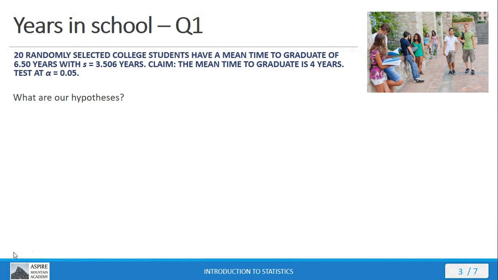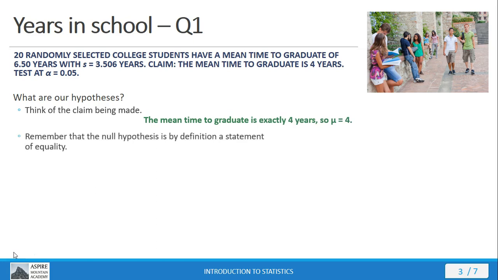To start off, we're going to look for our hypotheses, and to start doing that, we think about the claim that's being made. The claim here is that the mean time to graduate is exactly 4 years, so mu equals 4. Next, we write our null hypothesis. By definition, that's a statement of equality. So mu is going to equal 4, but that's the actual claim that was being made.